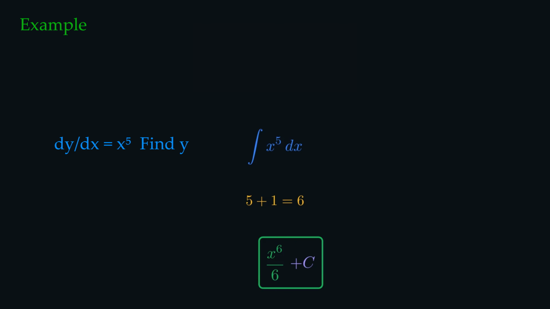Example: if dy dx equals x to the fifth, find y. Increase the exponent from 5 to 6. Divide by the new exponent to get x to the sixth over 6. Add c. The answer is y equals x to the sixth over 6 plus c.